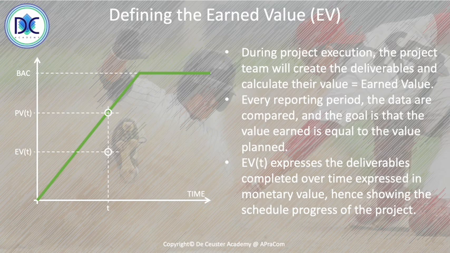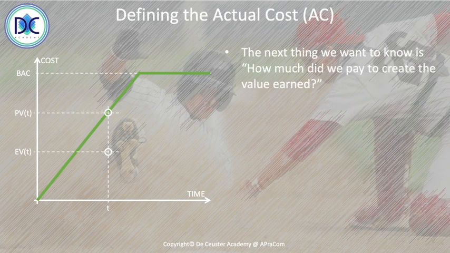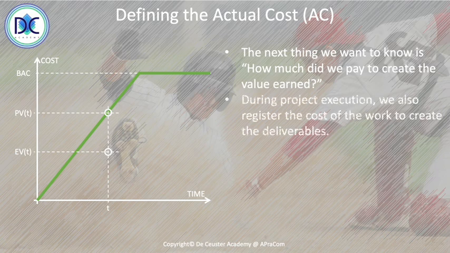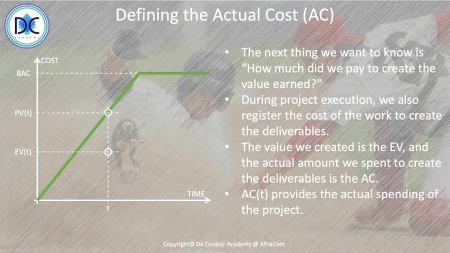The next element is to look at the actual cost, which means how much did we pay to create the value we earned. During project execution, we also register the cost of the work to create the deliverables. The value we created is the earned value, and the actual amount we spent to create the deliverables is the actual cost. The actual cost as a function of the time provides the actual spending of the project. And in this case, we see the new situation here, the actual cost at the moment t is given here.